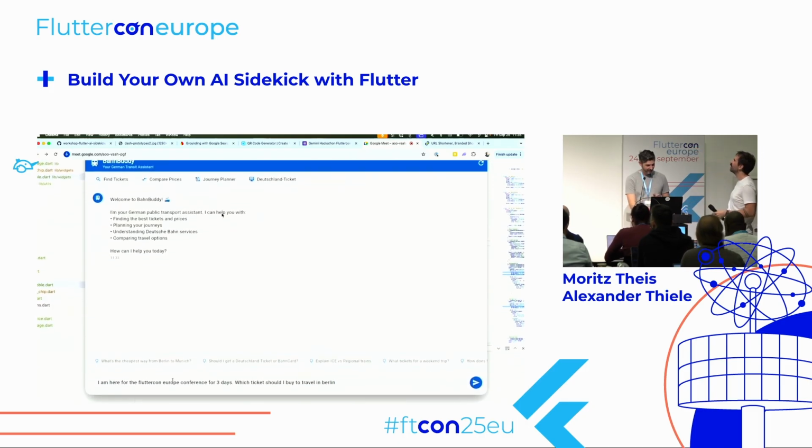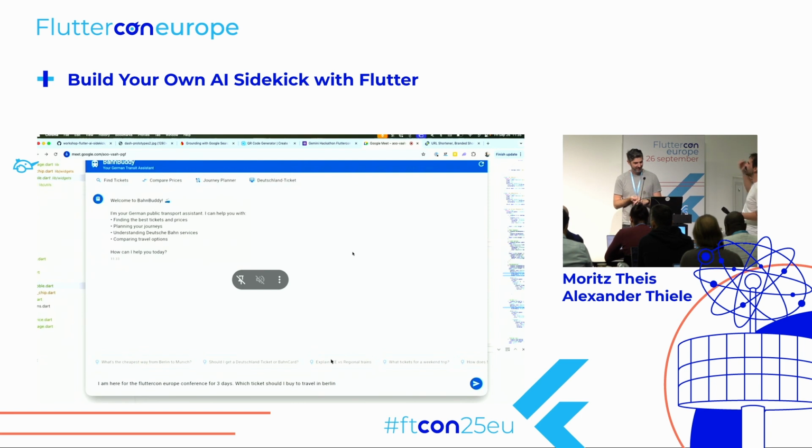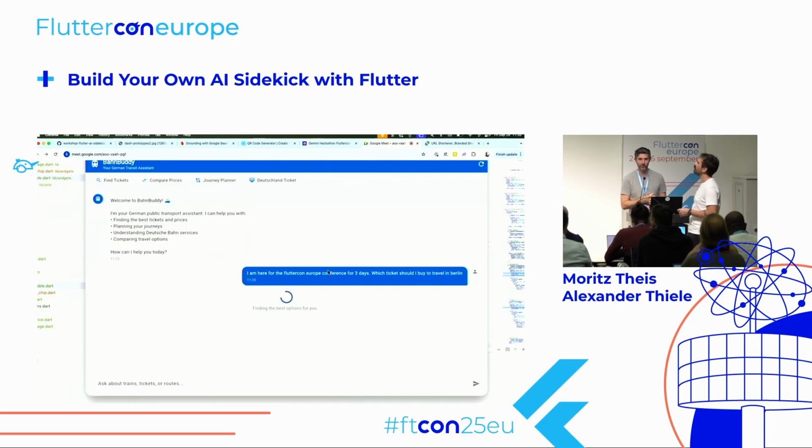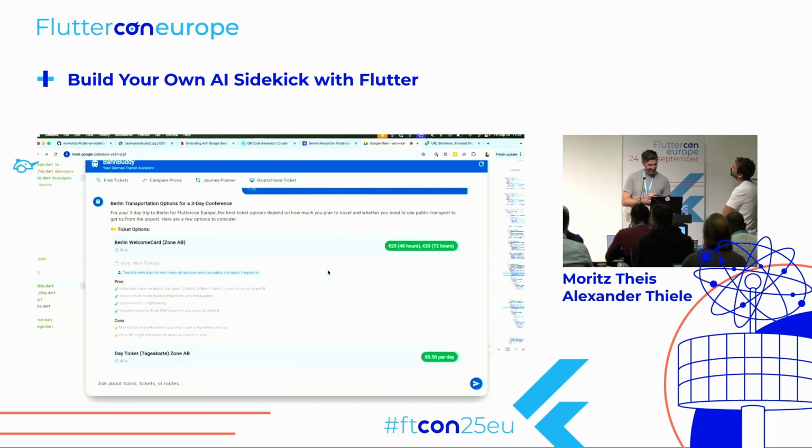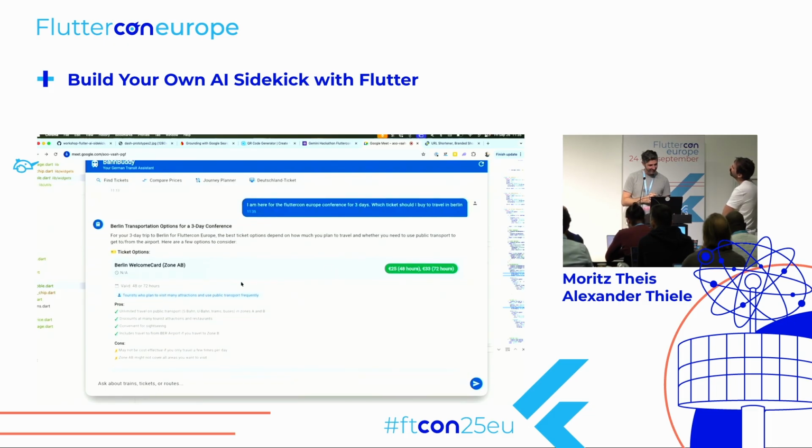So I will just prompt: I'm here for the Fluttercon Europe conference for 3 days. What ticket should I buy for travel in Berlin? And it will... Kurzstrecke, always. Sorry? Kurzstrecke. Or just the Deutschland ticket, but for a foreigner, it's probably too much. And it will calculate the nice.